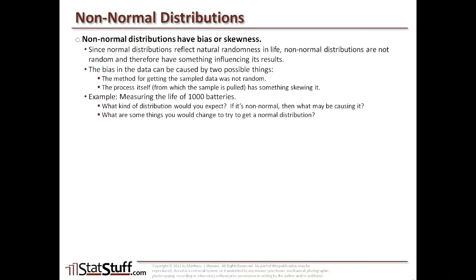So if there's some things like that we find, then how is it that we can make that into a normal distribution? Well, if it is a problem in how we've collected the data, then we would have to go back and figure out how we can make sure we're getting a fair representation, again, in a random collection of those batteries we might want to use for our testing.